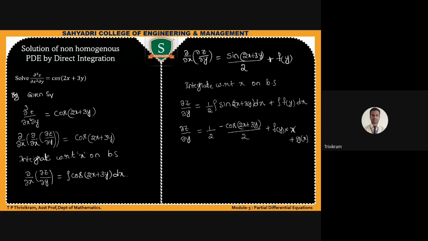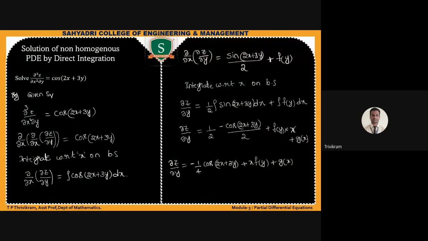Okay. So overall I'll write again dou z by dou y is equal to minus 1 by 4 cos of 2x plus 3y. Okay. Plus x into f of y plus g of x. Is it fine?